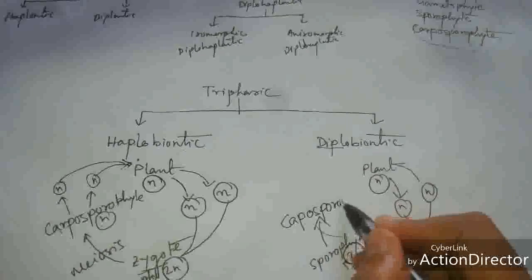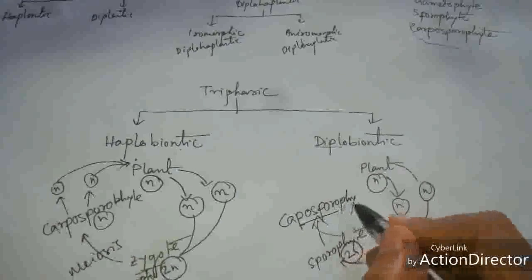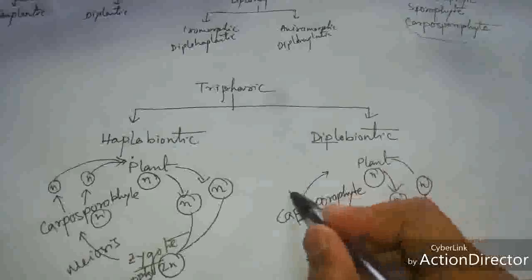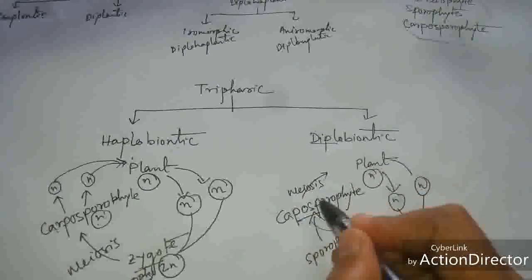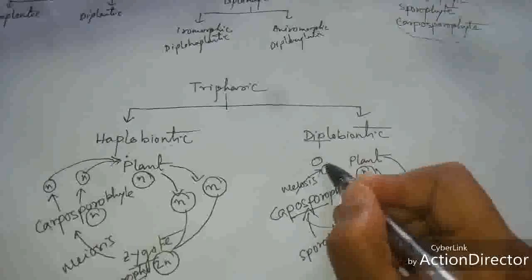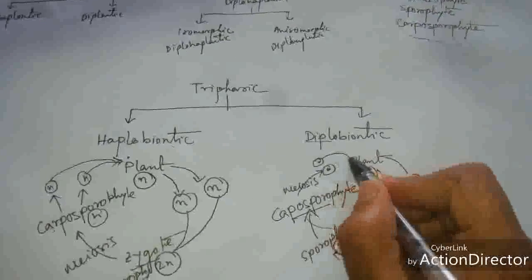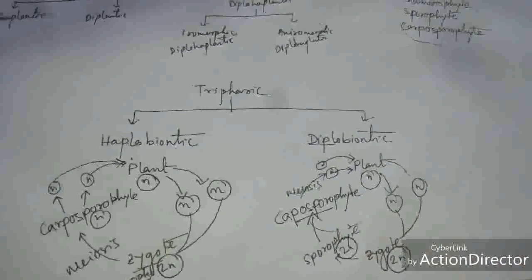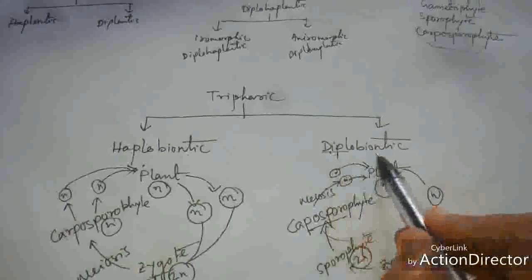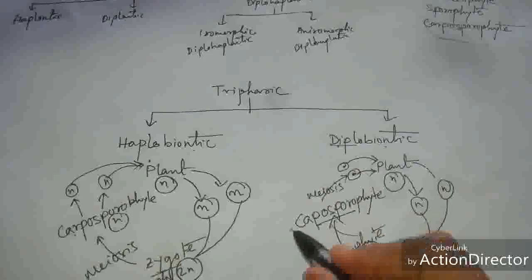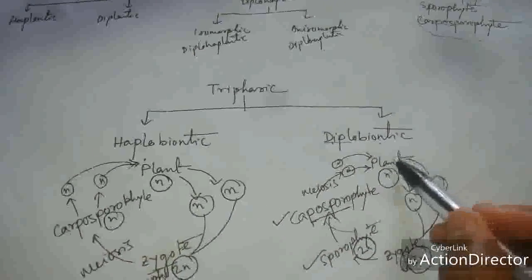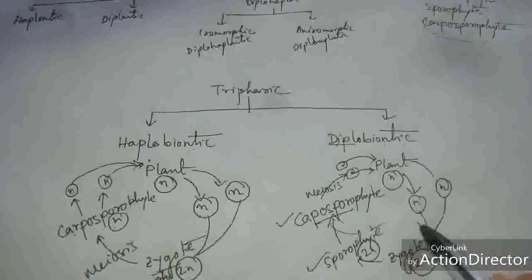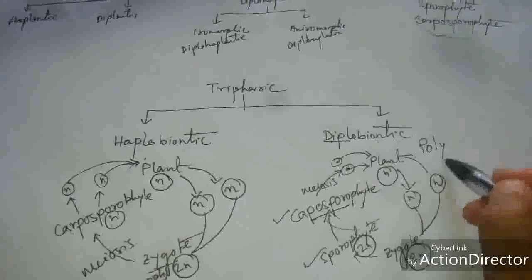filament, and in this carposporophyte again meiosis occurs and produces carpospores which metamorphose into the main gametophytic plant body. So here diplobiontic means two stages are diploid and one stage is haploid. An example of this type of life cycle is found in Polysiphonia alga.